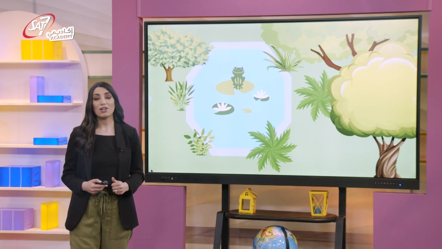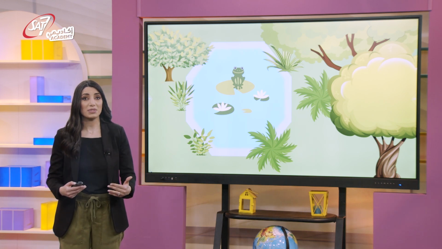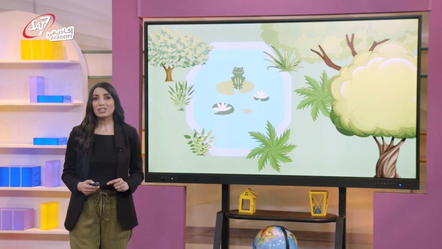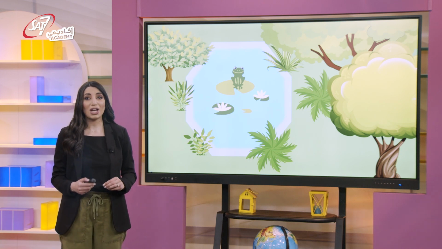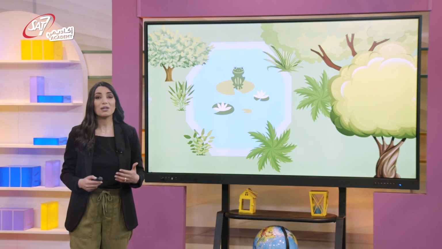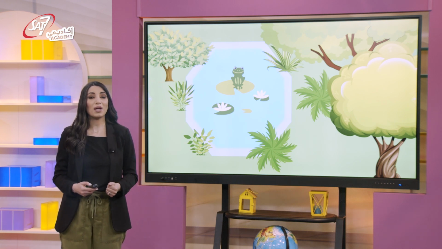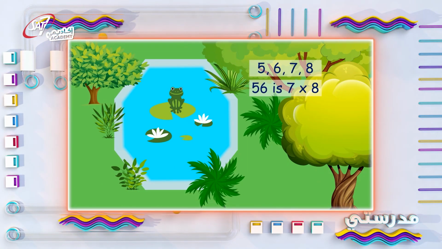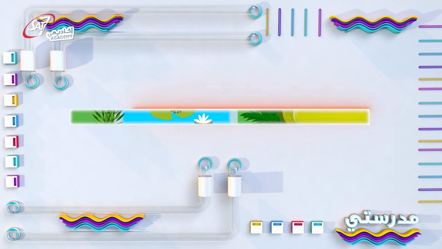7 meters are being repeated 8 times. 7 times 8. What's the answer? Multiplying big numbers can be a challenge, but there are rhymes and patterns that help us multiply faster. The 4 consecutive numbers 5, 6, 7, 8 will help us remember that 56 is 7 times 8. So the perimeter of this octagon-shaped pond is 56 meters.